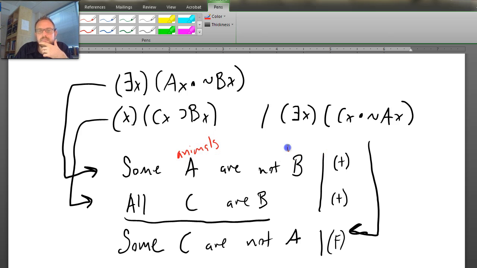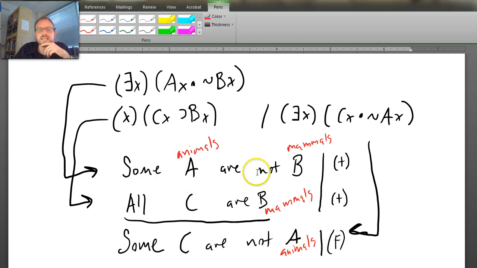Animals. And then B is going to be mammals. Some animals are not mammals. That's true, because some animals are reptiles. So B here is mammals. Now A is animals, so I can put that down here in the conclusion.